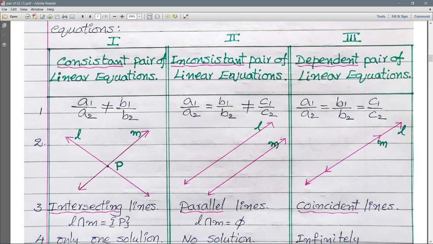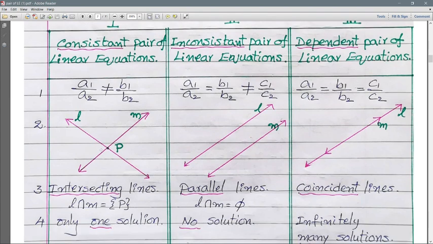Before we decide whether it is consistent or inconsistent, we have to compare the coefficients of those equations. We have to find a1 by a2 and b1 by b2. If they are not equal, then we may say the two lines intersect at a point. Here I take P as the intersecting point. These lines are named L and M. So the intersection of L and M is equal to the set of P. P is the only one solution to this consistent pair of linear equations.